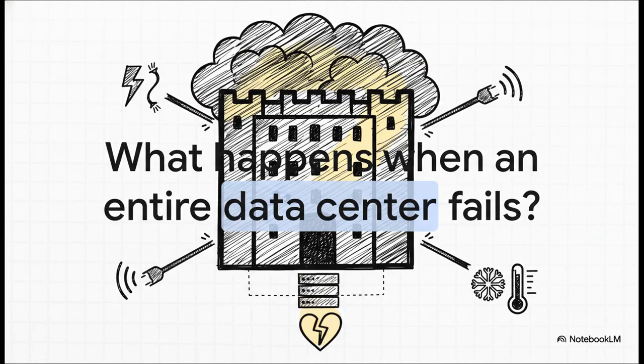I mean, a data center is this fortress of technology. But at the end of the day, it's a physical building. It can lose power, the networking can get cut, the cooling can fail. So what happens to your application when its home suddenly goes offline?